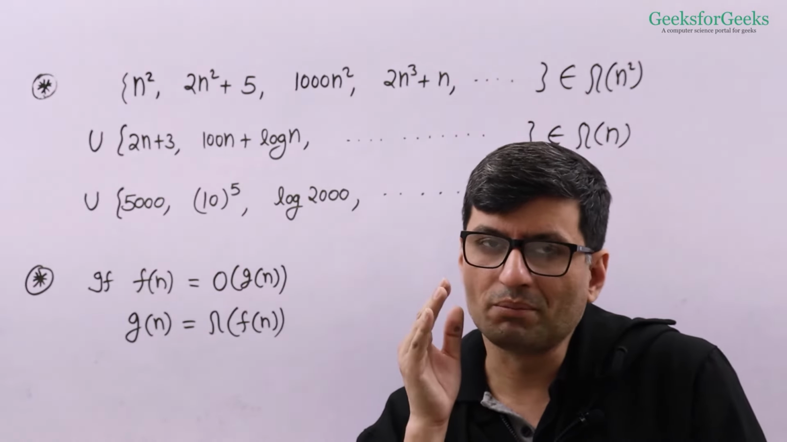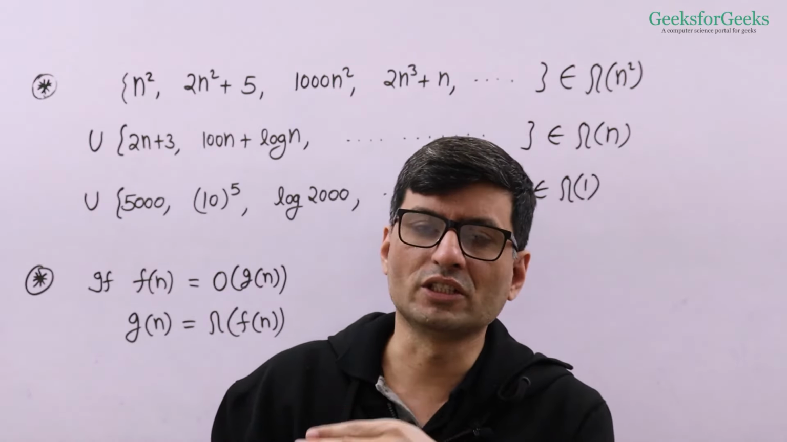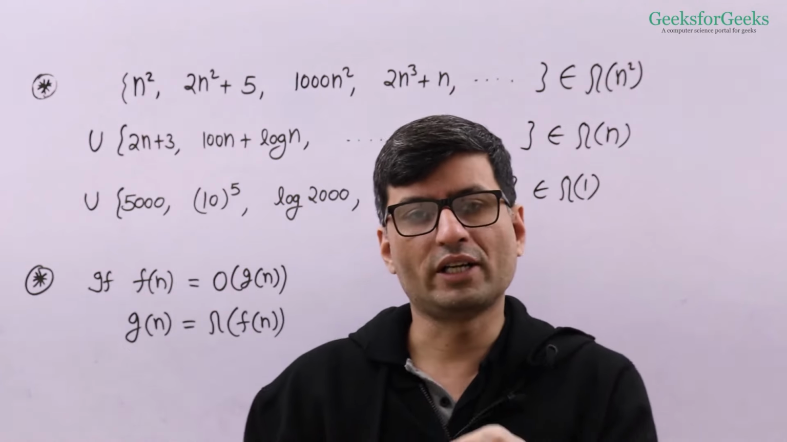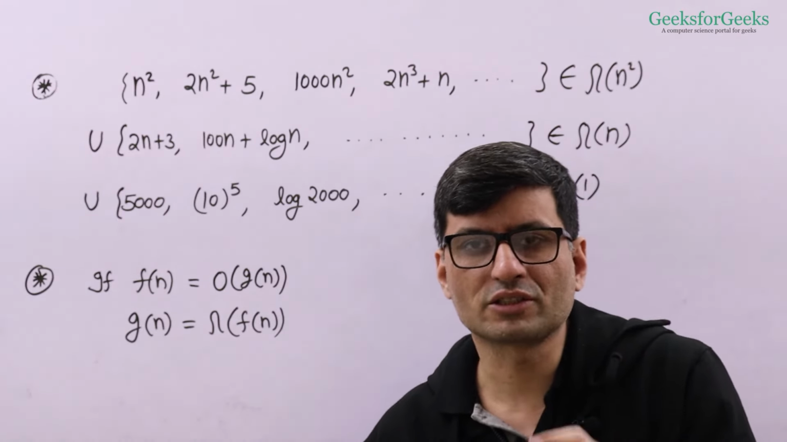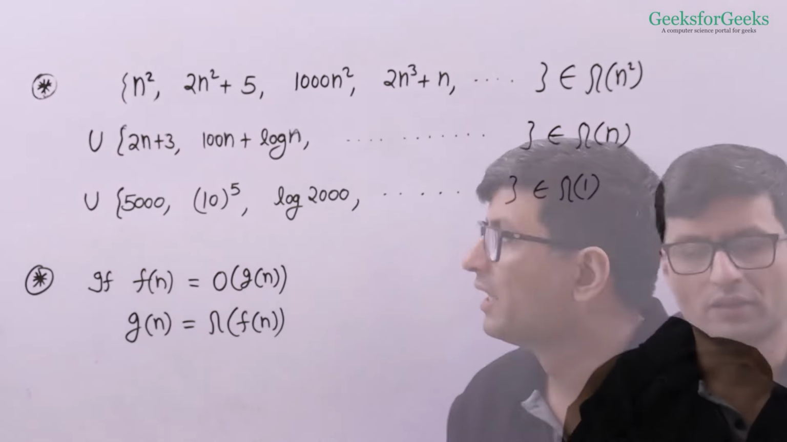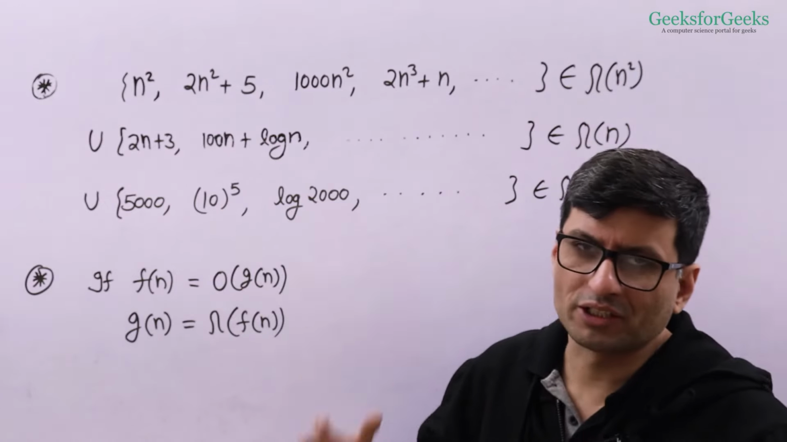So in the big omega notation, we just need to find an n naught after which C of Gn is smaller or equal. In big O notation, we just need to find a value of n naught after which C of Gn is greater or equal. Let's now see more interesting facts, and these are similar to big O notation facts that we discussed.